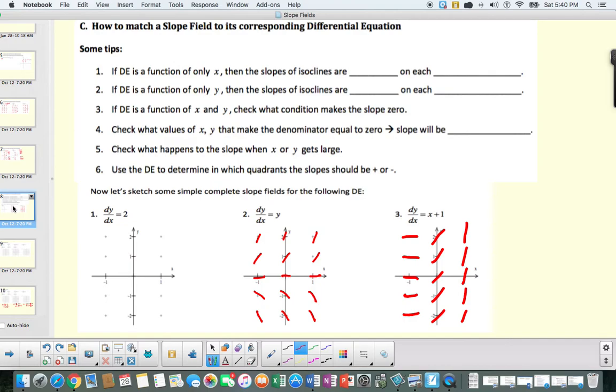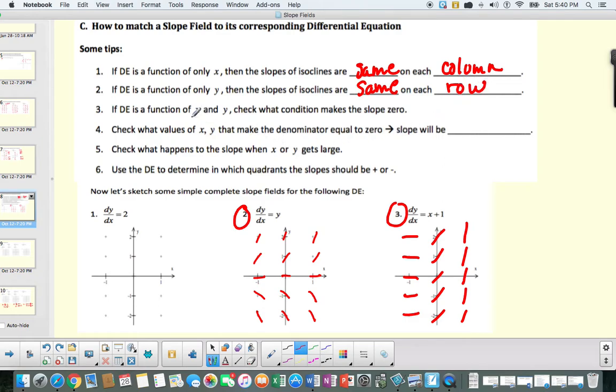All right, so I hope you saw that when the differential function is a function of only x, like this one right here, then the isoclines are the same on each column. When the differential equation is a function of only y, which it was right here, then the slopes of the isoclines are the same on each row.